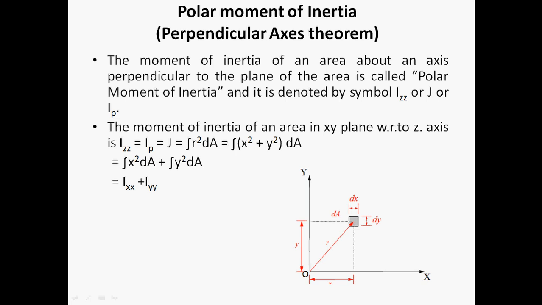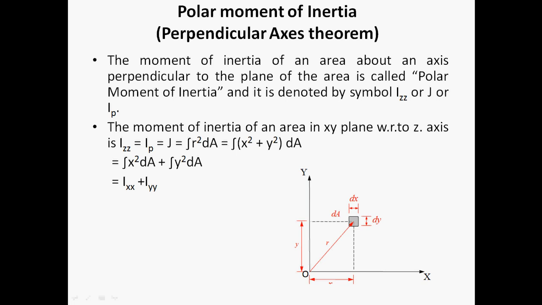So if you calculate this I, the moment of inertia of an area about an axis perpendicular to the plane of area is called polar moment of inertia, and it is denoted by the symbol Izz. If you write these equations, Iz is equal to the integral of r squared dA, where r is the perpendicular distance and dA is the elemental area. Based on the Pythagoras theorem, r squared can be written as x squared plus y squared.